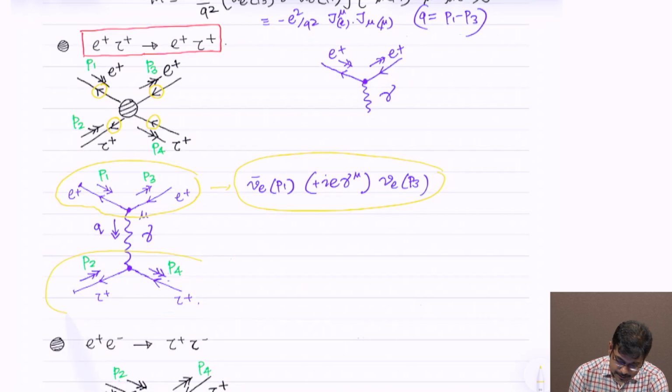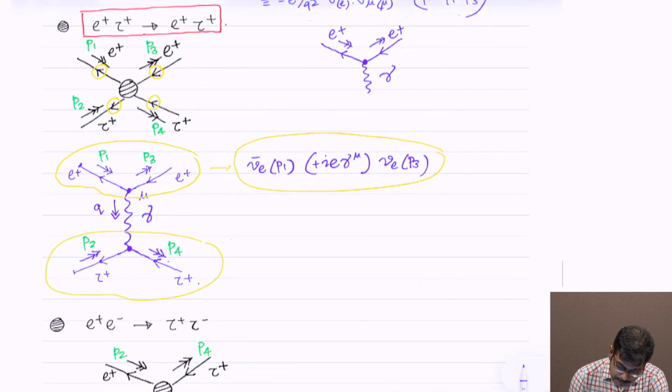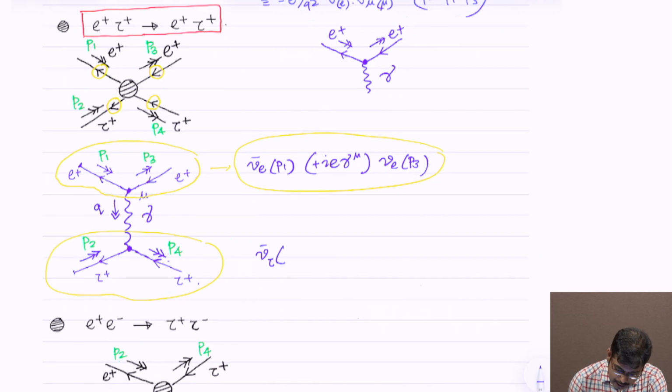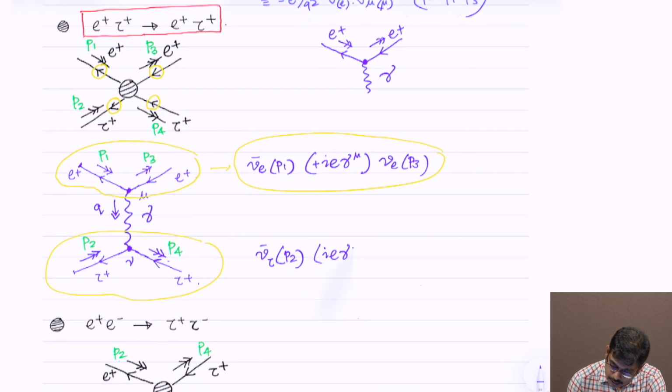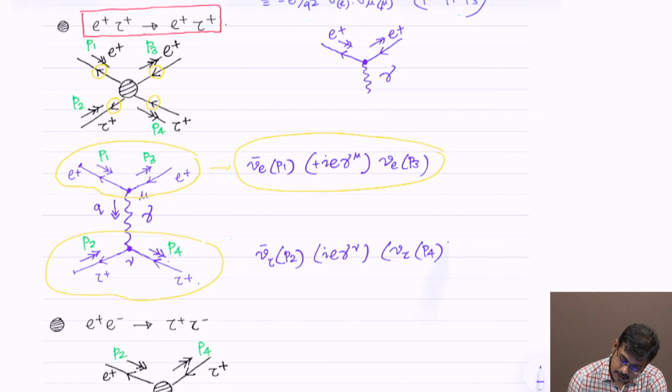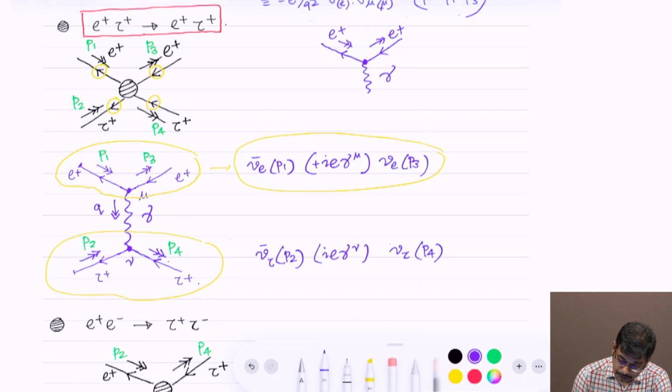Then similarly, let's write this part, and this will be basically given by V E. So, the initial tau and tau plus essentially. So, V tau P, V bar tau P2, I E, once again define a new index nu, this is gamma nu, and then this will be V tau of P4, the final state antiparticle that is actually produced. So, this is there. Now, what will be the propagator?